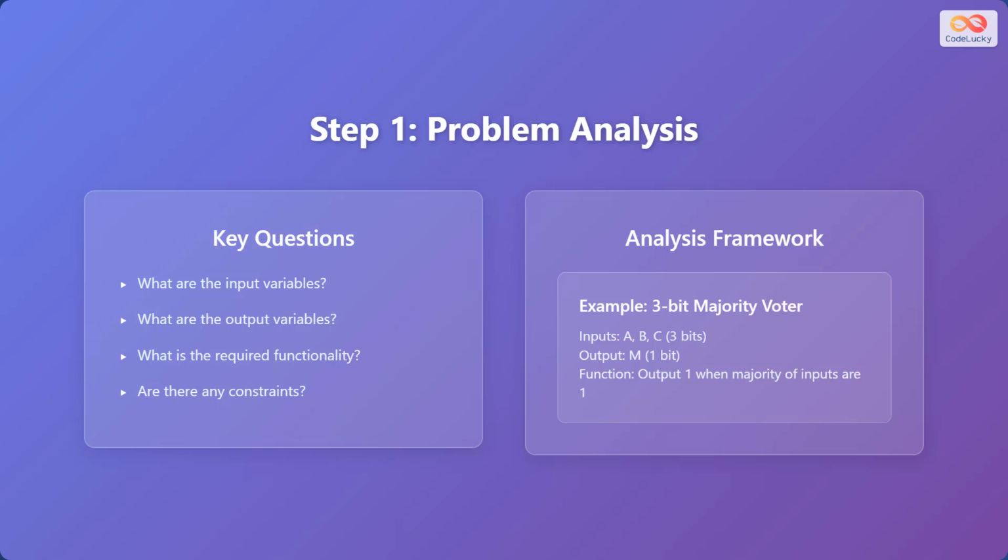For example, in a 3-bit majority voter, the inputs are A, B, and C represented as 3 bits, the output is M represented by a single bit, and the function is to output a 1 when a majority of the inputs are 1.